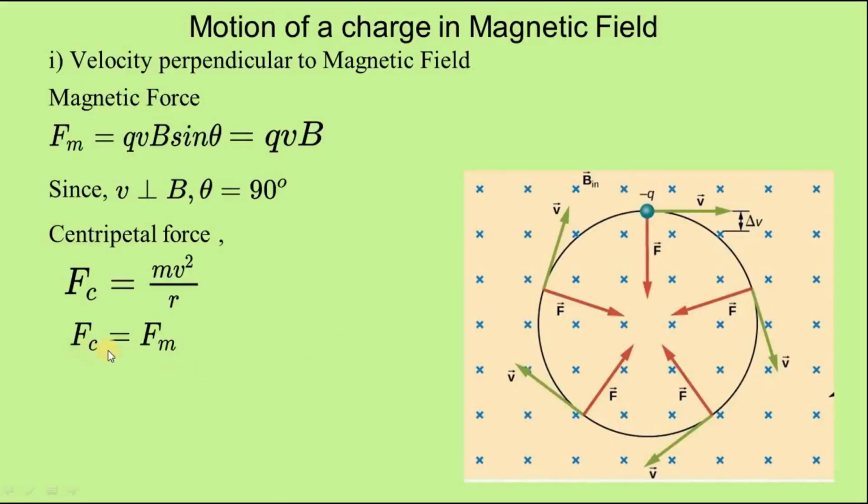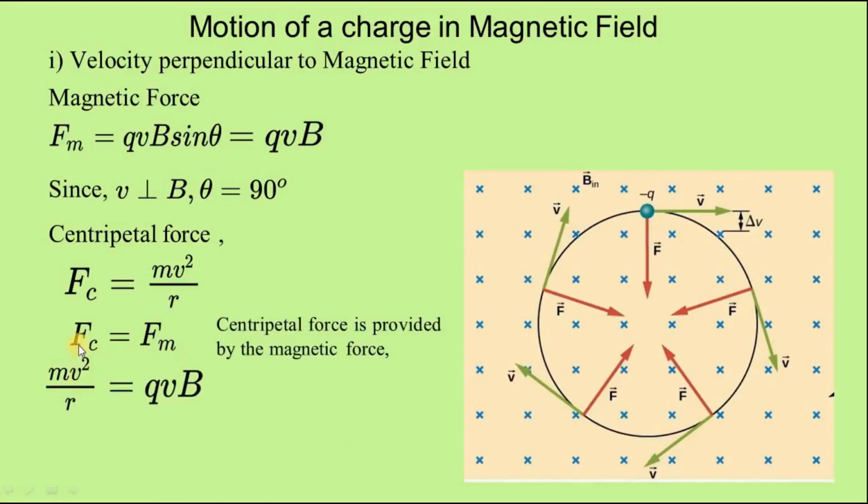Substituting for F_c and F_m, we get mv squared by r equal to qvB. Solving for r, we get r equal to mv by qB. This gives the expression for the radius of the orbit.